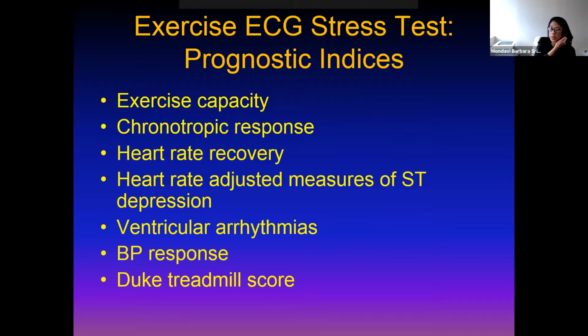The other reason that we like to do exercise stress testing is because of the wealth of prognostic information that's obtained. So information on how far they can go, what their heart rate does during stress, how quickly it recovers post-stress, whether, as I mentioned, they have arrhythmias or not, what the blood pressure does. Those all have important prognostic implications. And we tie in information about the ECG response as well as their exercise capacity in one prognostic score called the Duke Treadmill score, which you may see on some of the reports if you order a stress test.